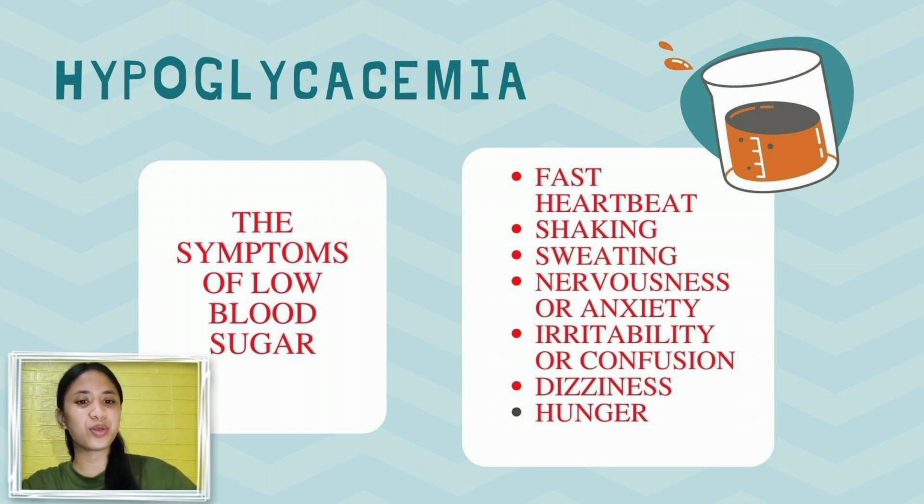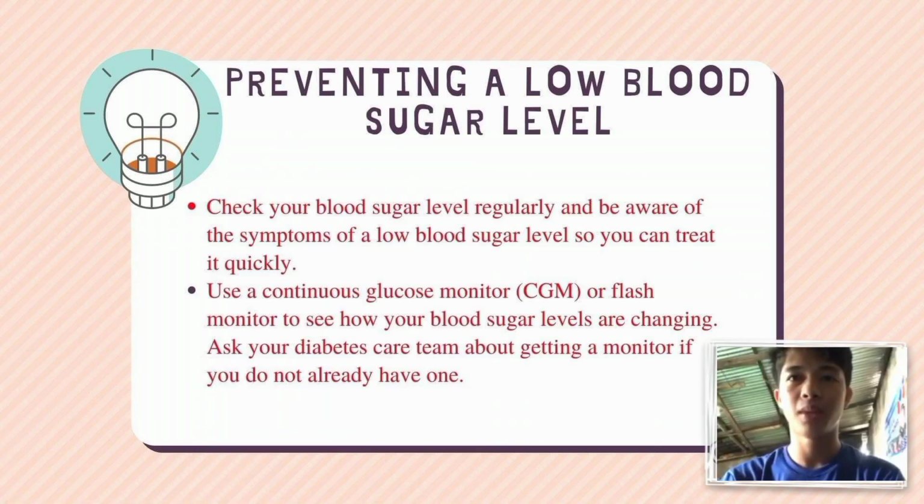So now you know the differences and symptoms of hyperglycemia and hypoglycemia. If you think that you are experiencing one of those symptoms, don't hesitate to go to your general practitioner to have a consultation. And now let's go on to the next topic. Preventing a low blood sugar level.